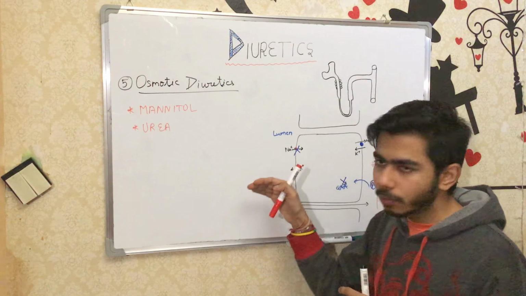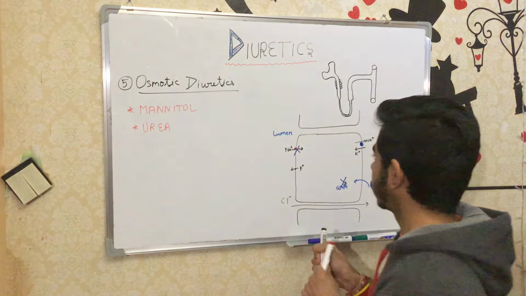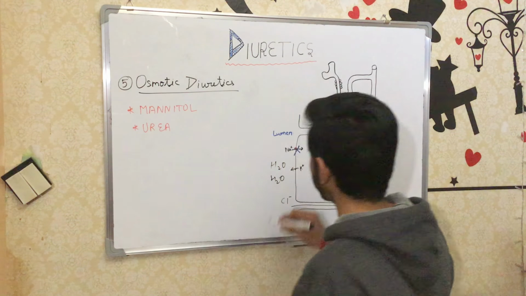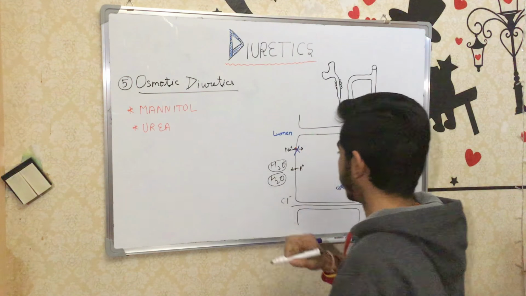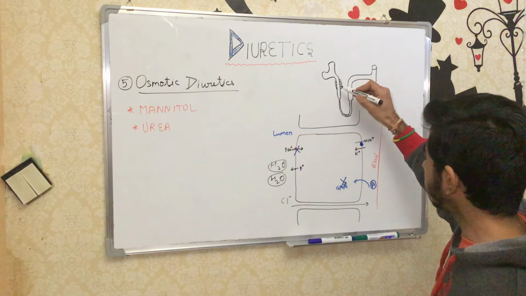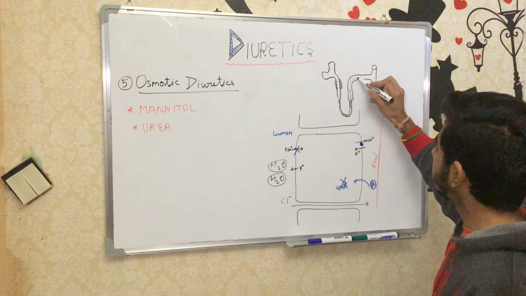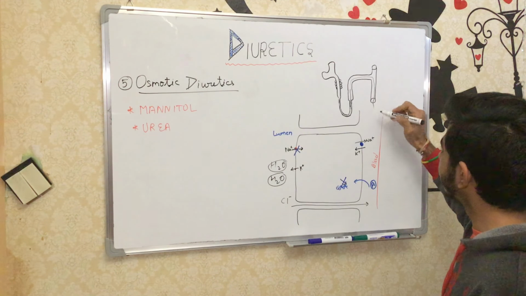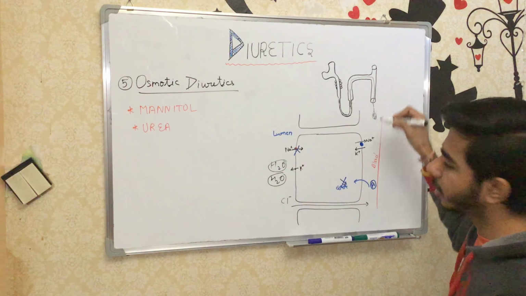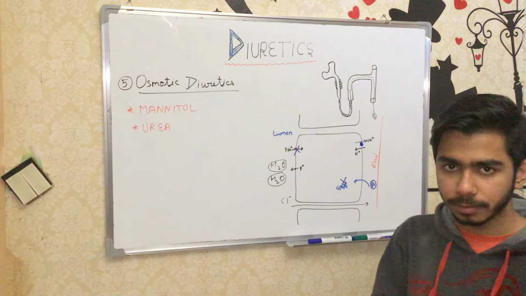So water will move into the tubular lumen, will come out into the lumen, and more water will go through the tubular lumen and eventually through the DCT portion and the collecting duct, and water will be excreted out in the form of urine.